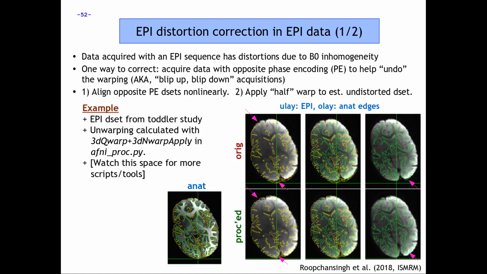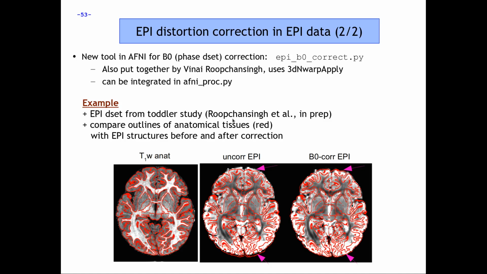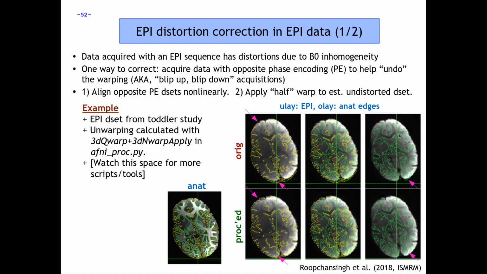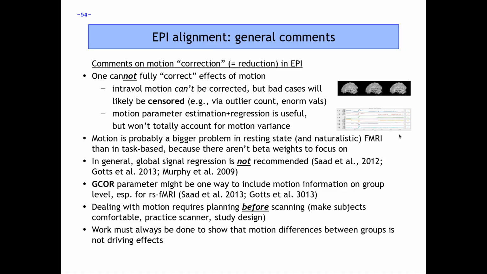What you can do is acquire datasets where the phase encode direction goes this way and ones where it goes the opposite way, and then use the relative amount of distortion with alignment to estimate the geometric effects and undo that distortion. So here's an example case with data from Vinay and implementing it. There's also a new tool in AFNI for using B0 corrections if you have phase distortion, again through work with Vinay. So here is the uncorrected EPI as the underlay, and here's the corrected one. Anyways, these are just kind of advertisements. That's a separate discussion than motion correction.